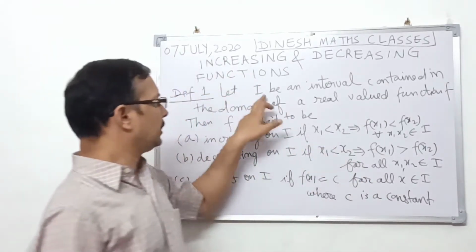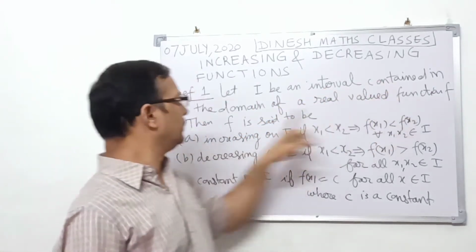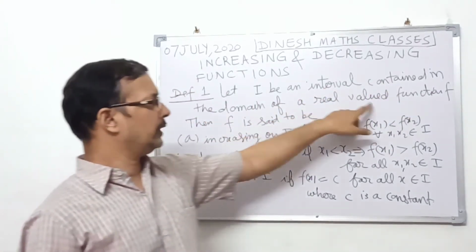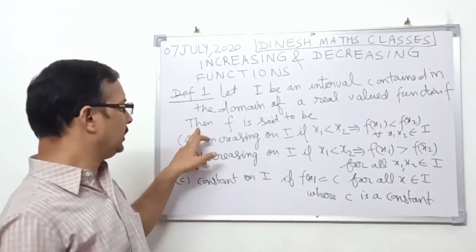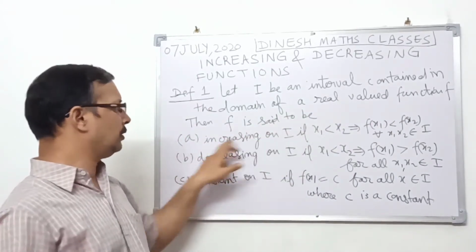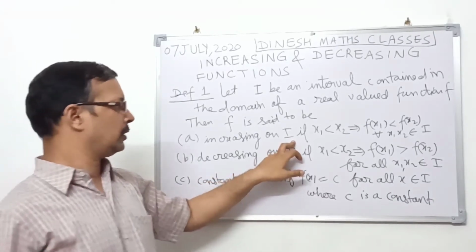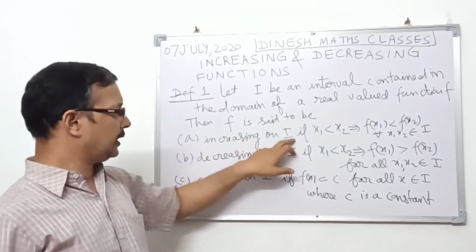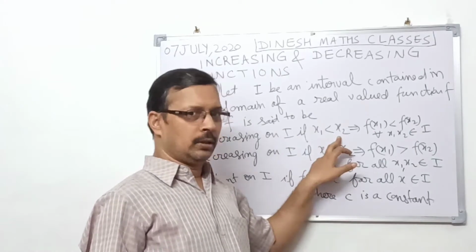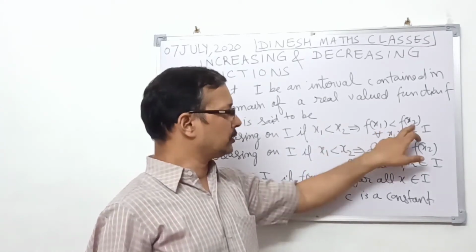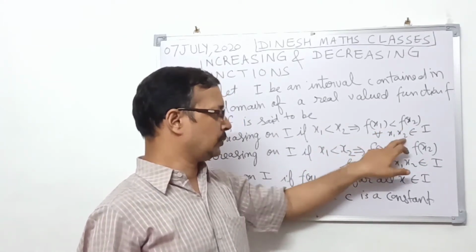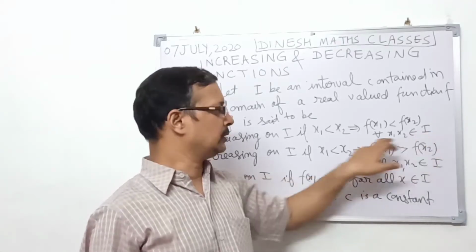The definition is like this: let I be an interval contained in the domain of a real valued function f, then f is said to be increasing on I. So I is the interval contained in the domain of that function. f is increasing on I if x1 less than x2 implies f(x1) is also less than f(x2) for all x1, x2 belonging to I. This is the symbol for all.